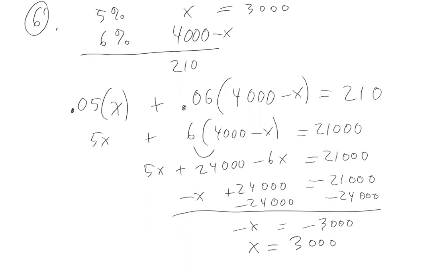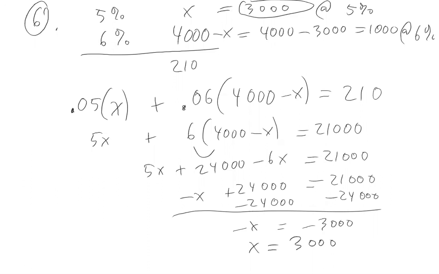So you had $3,000 invested in the bank account that was paying you 5% interest. But then if you had $4,000 total, how much would be invested at 6% interest? Well, remember that's $4,000 minus x, where x is $3,000. So 4,000 minus 3,000 is $1,000. That means you would have had $1,000 invested at 6% interest. So the second answer is $1,000.